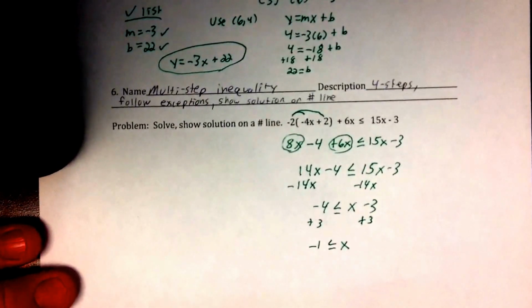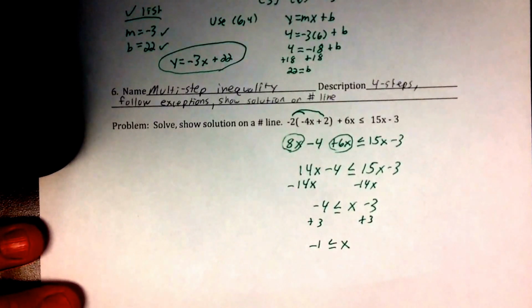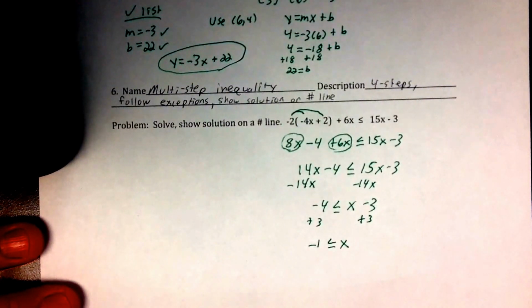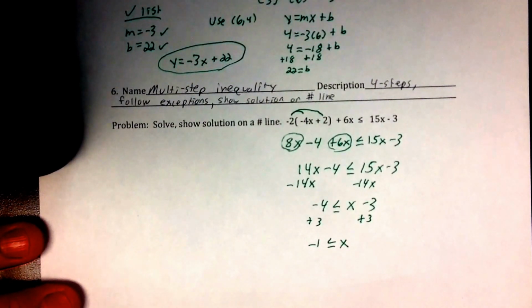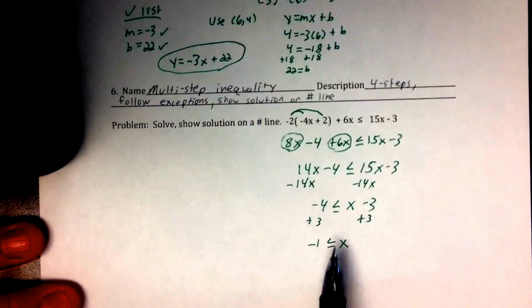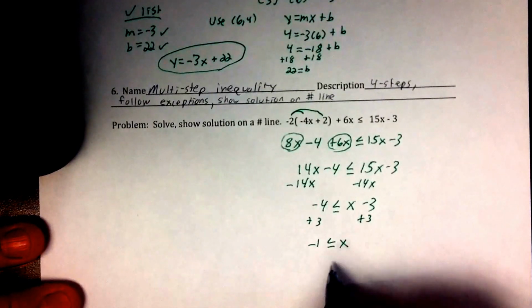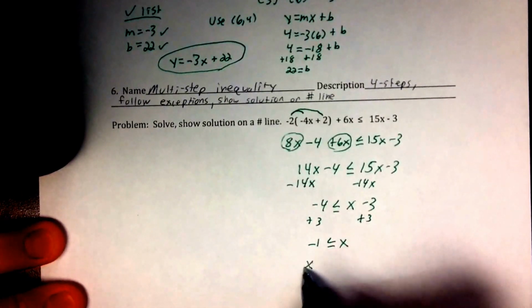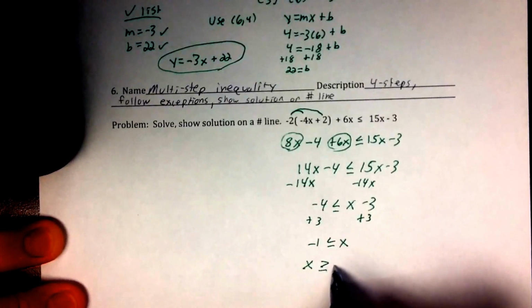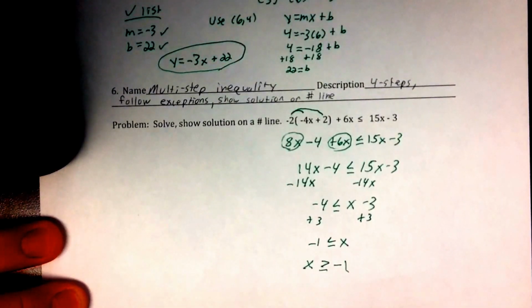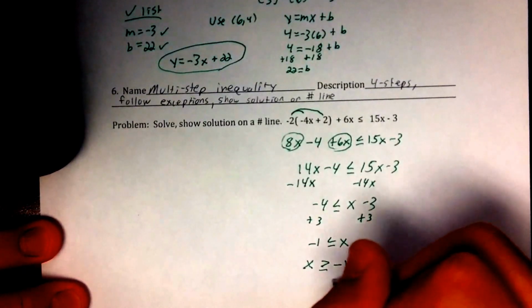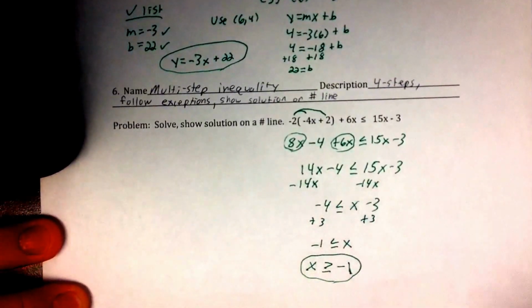Now my two exceptions, one is if I multiply or divide both sides by a negative number, I have to flip the inequality sign, which I never did. The second is if I end up with the variable on the right hand side of the inequality, I'm going to flip everything. So I'm going to put the x on the left, flip the inequality sign, and put the -1 on the right. So that's the solving part.